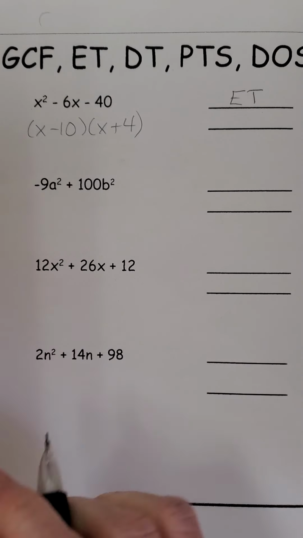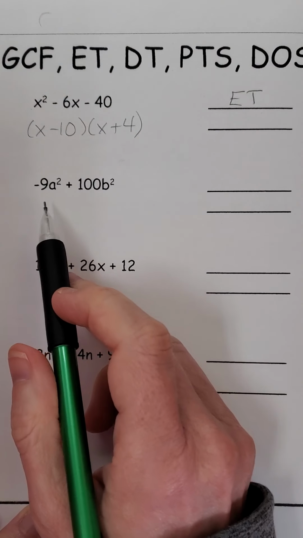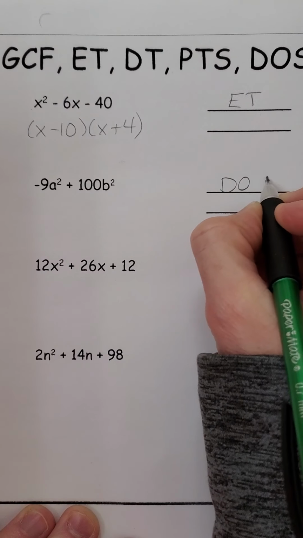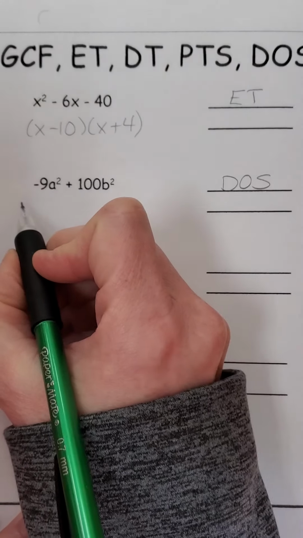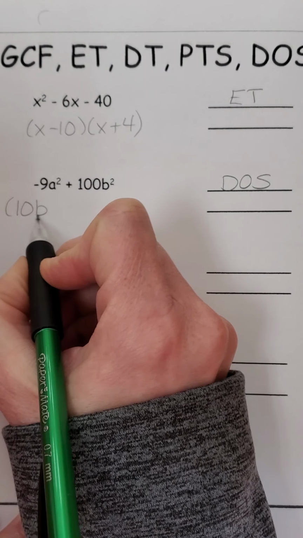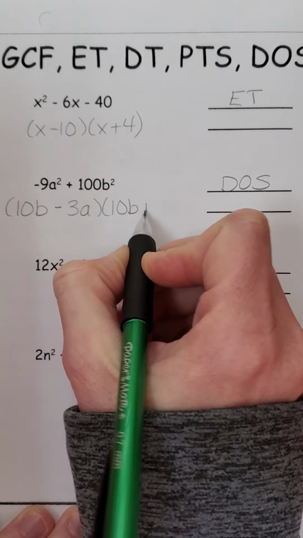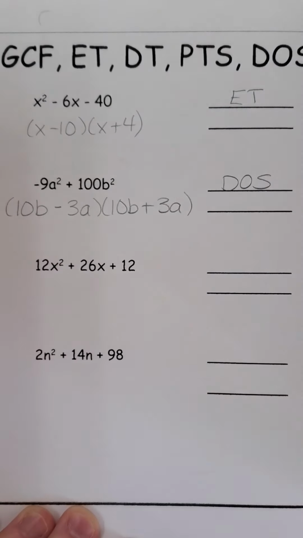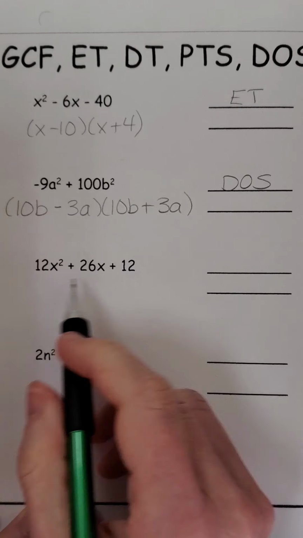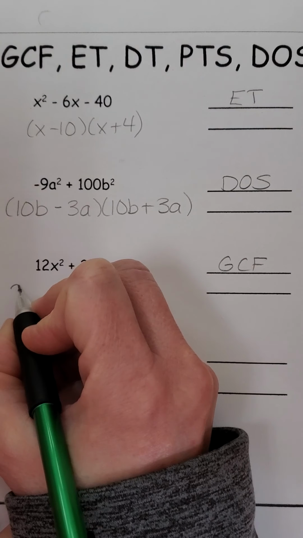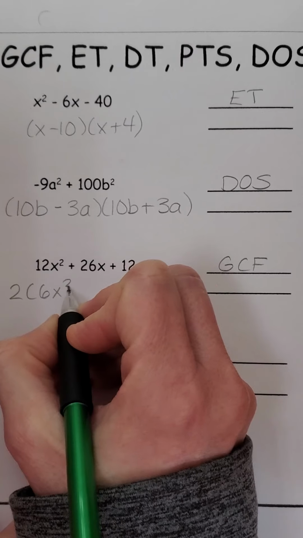Okay, next up, GCF, no. 2 terms, which means because it's not a GCF, it has to be a difference of squares. 10b minus 3a and 10b plus 3a. Moving on, GCF, absolutely. So we'll take out that GCF of 2.